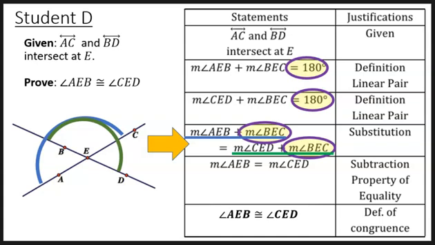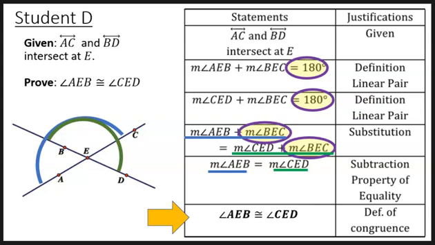Student D used this to subtract the measure of angle BEC from both sides of the equation. The subtraction property of equality tells us if you subtract the same value on both sides, the sides remain equal. This left us with a statement proving that the two angles we are interested in have equal measures. We are, however, being asked to prove that two angles are congruent, not that they have equal measures. So in the last step, this student uses the definition of congruence to write their final statement, claiming that since the measures of the angles are equal, the two angles must be congruent. Student D's two-column proof is valid.